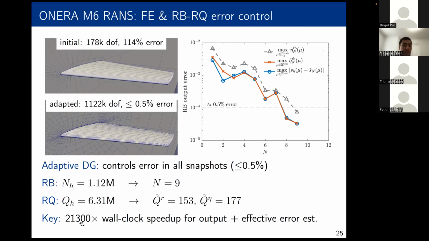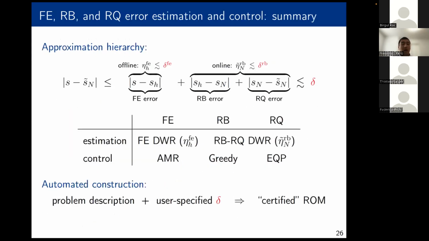Now, in terms of speed up, we observe about a factor of 21,000 speed up in wall clock time. And this involves both the computation of the flow solution and the output, and also the dual problem for the effective error estimate. So that's a factor of about 21,000 speed up. So this method works quite well.